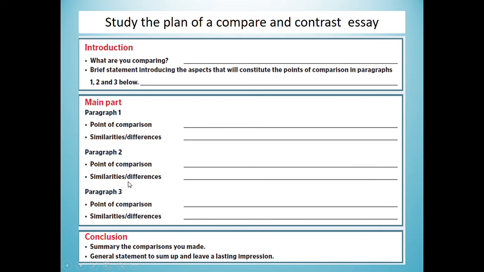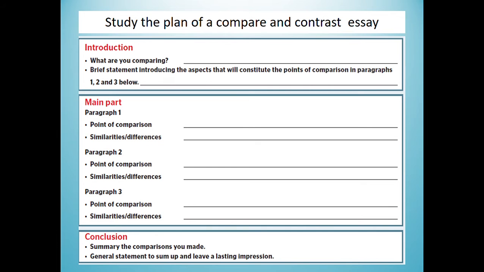For paragraph 3 of the main body, you talk about the final point of comparison, or the third point of comparison, and justify your answer with examples, giving similarities and differences. Then you make a summary of the comparison you made.